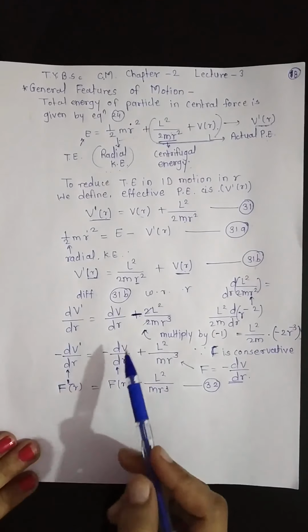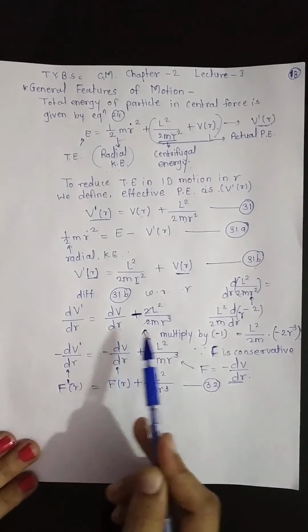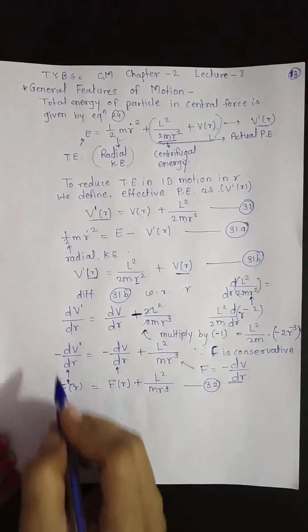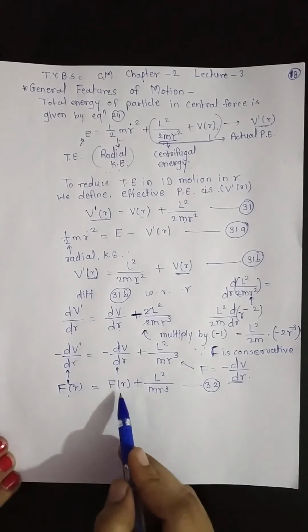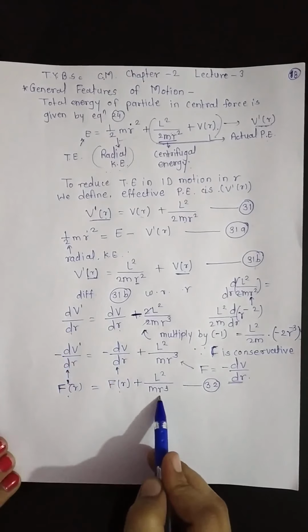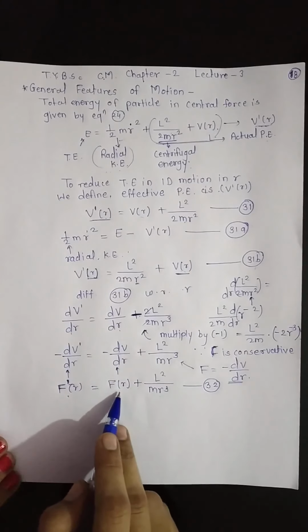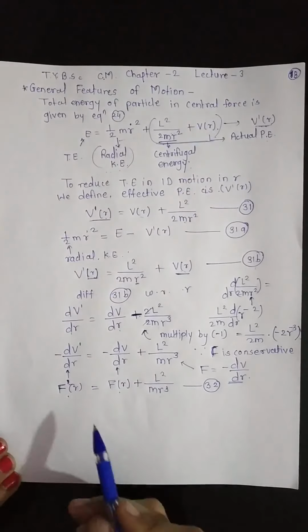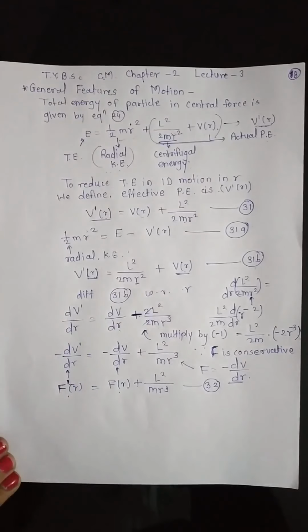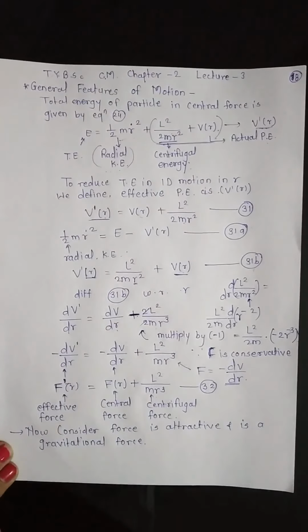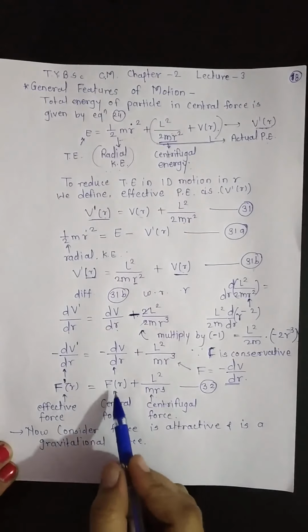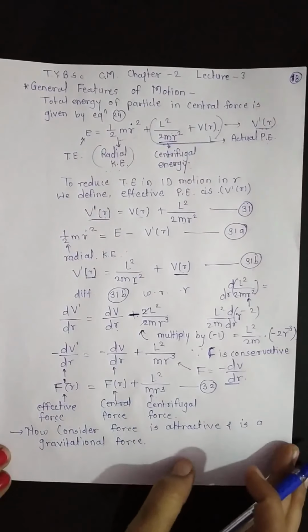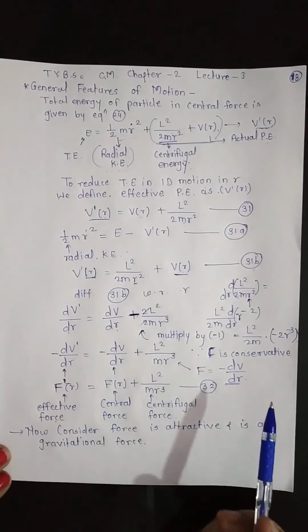Now in these terms, this is the actual potential, this is the centrifugal potential, and this is the effective potential. So the corresponding forces will be the effective force, the central force, also called the actual force, and the centrifugal force. These are the definitions which come from the corresponding potentials. So I have written the corresponding terms, named as effective force, central force, and centrifugal force. This nomenclature comes from these corresponding potentials.